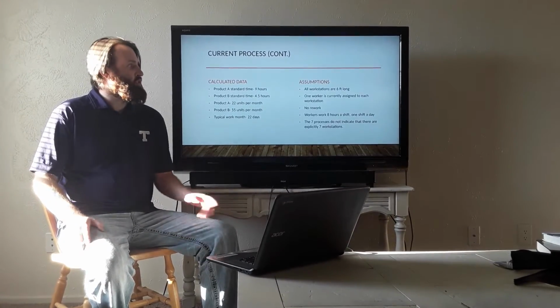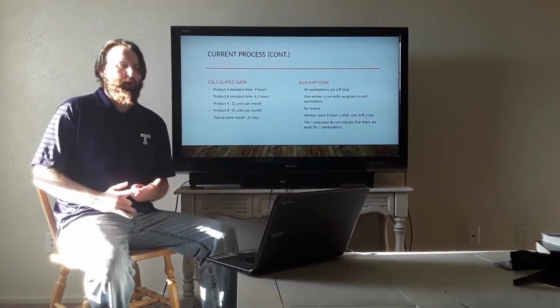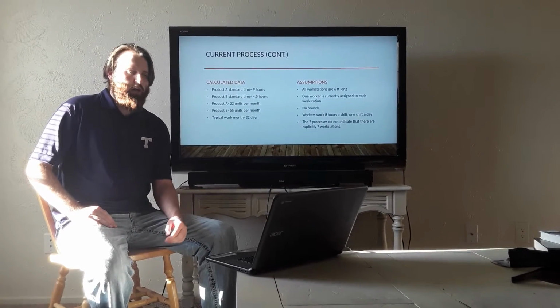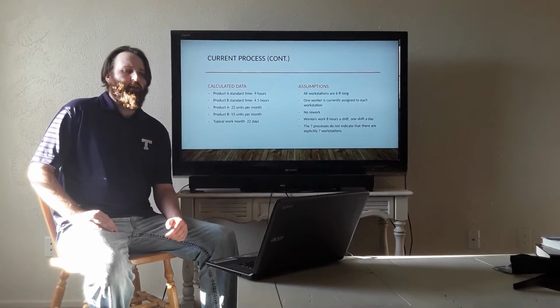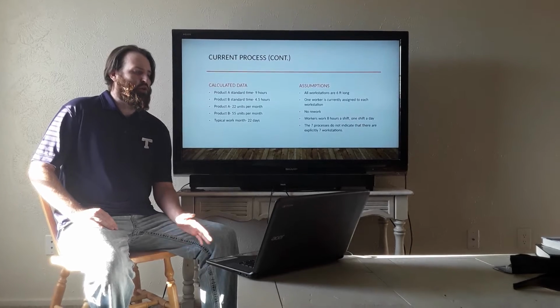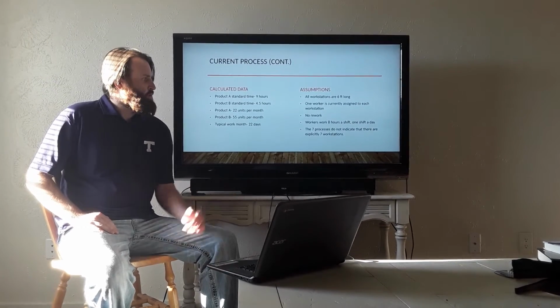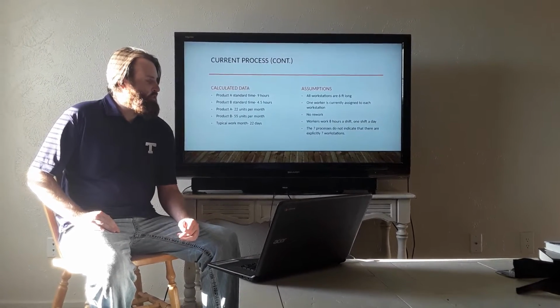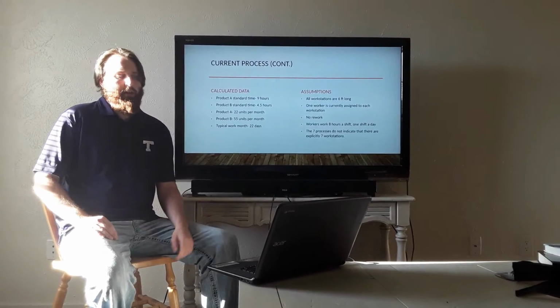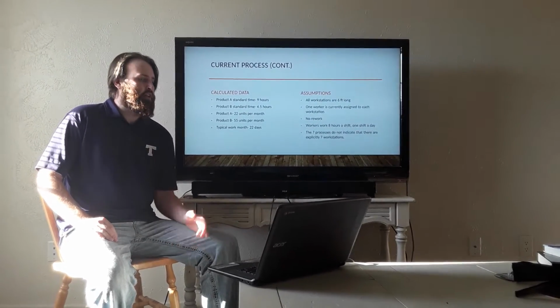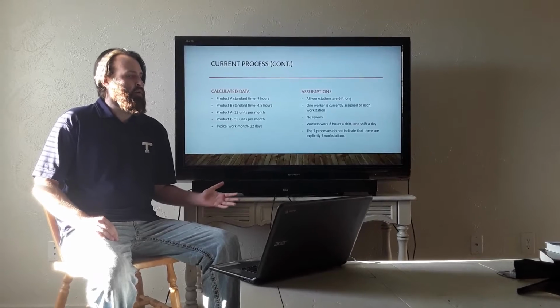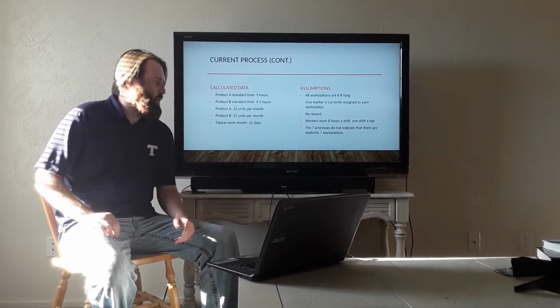So our assumptions are all workstations are 6 feet long. One worker is currently assigned to each workstation. There's no rework. Workers work 8 hours a shift, one shift a day. The 7 processes do not indicate that there are explicitly 7 workstations.